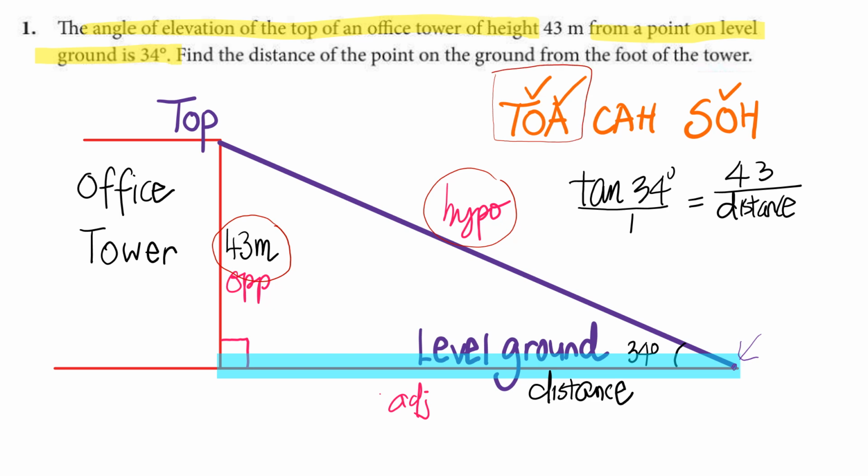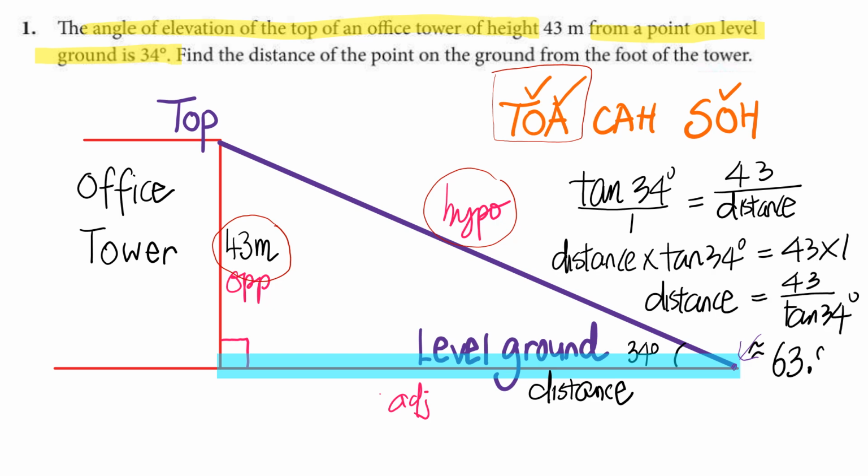So in this case here, we need to use the trigo ratio for tangent. So therefore, tangent 34 degrees is equal to the opposite side, which is 43, divided by the adjacent side, which I call the distance. All right, and then we just do a cross multiply and then divide both sides by tangent 34, and you'll get the distance, the one that's highlighted in blue, to be 63.8 meters.